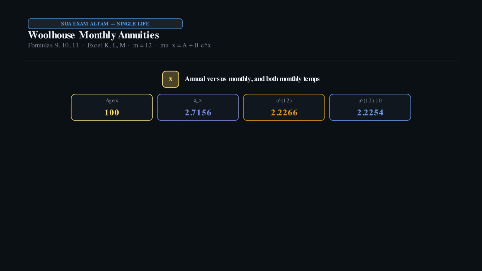The Woolhouse gap is almost a constant half payment at young ages, then widens as mu x grows. At 20, annual 19.9664 versus monthly 19.5040. At 60, 14.9041 versus 14.4414. At 80, 8.5484 versus 8.0834. The 10-year monthly temp at 20 is 7.9198. Same identities, new x, numbers replace.